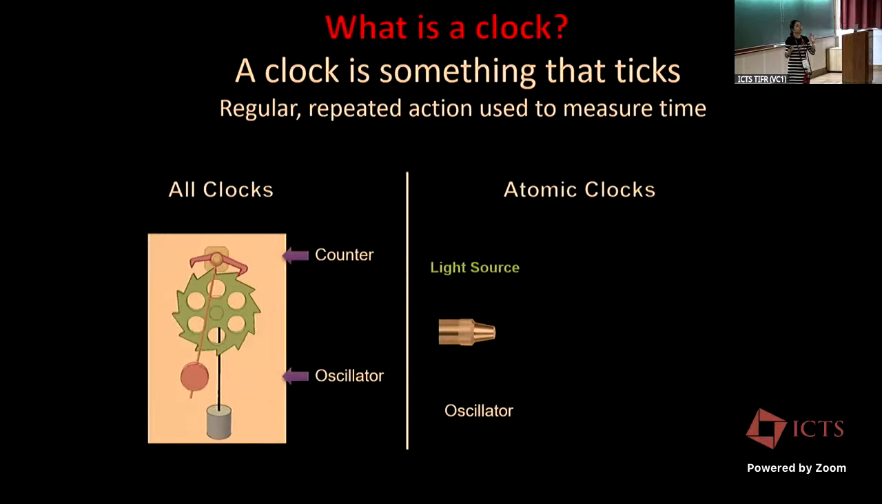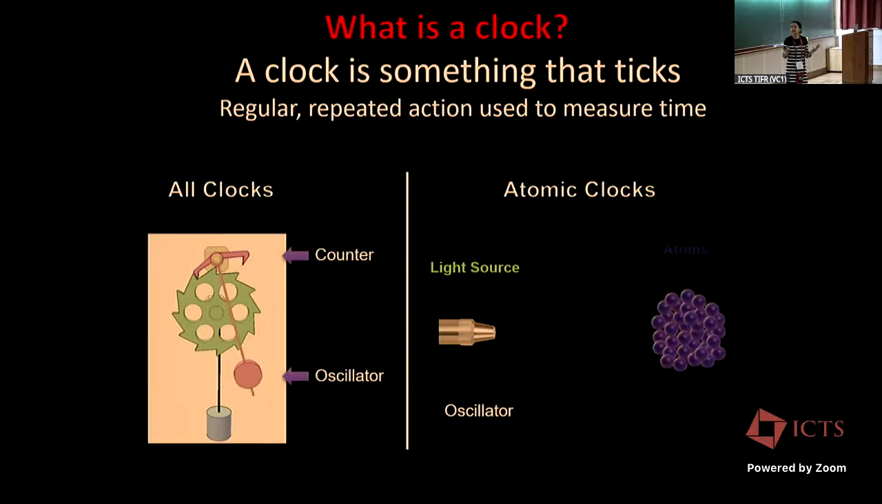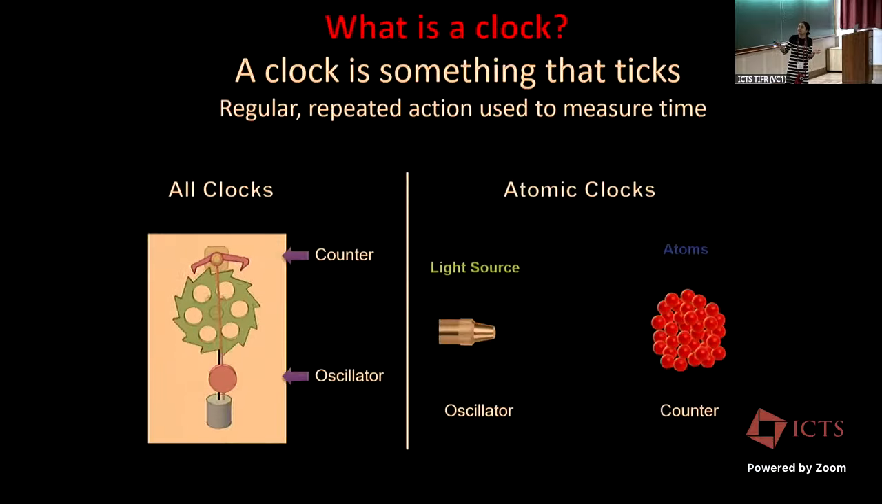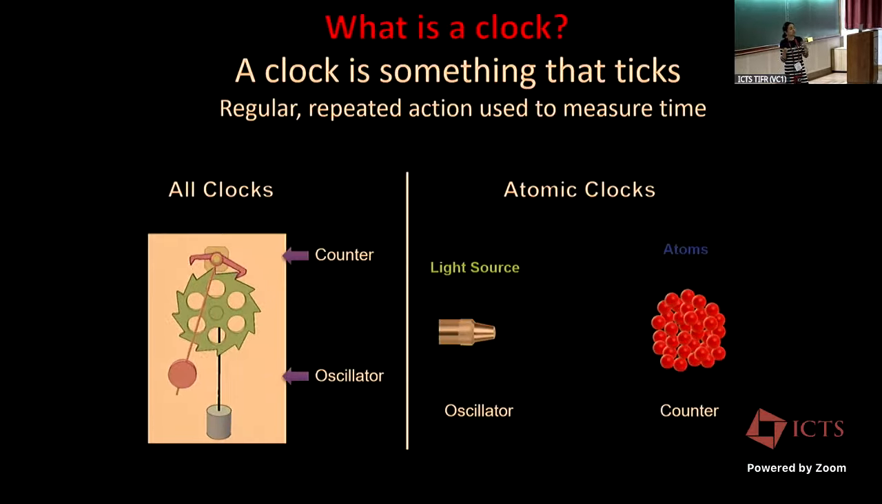So we are going to have an oscillator. In this case, the oscillator is an electromagnetic wave. And the counter, in this case, are the atoms. The important difference is that we are using electromagnetic waves that are so fast that even standard electronics cannot count it. The ticking is extremely fast, and only atoms can do that job. That's one of the advantages of atomic clocks, as I'm going to explain.